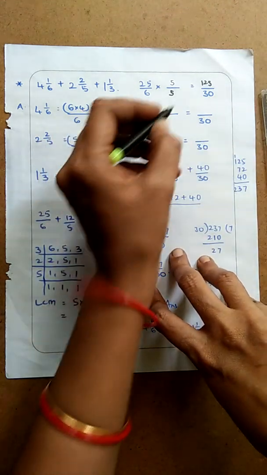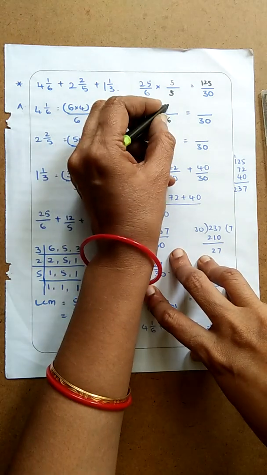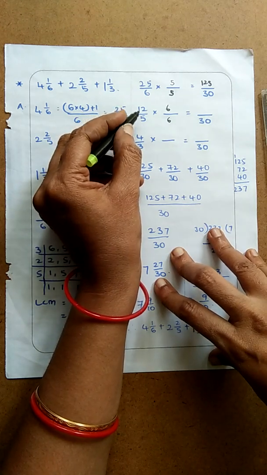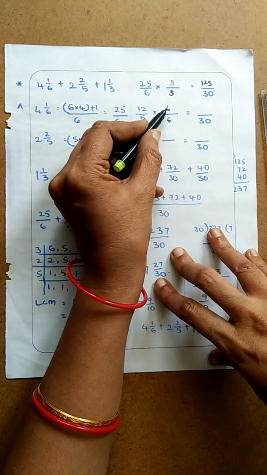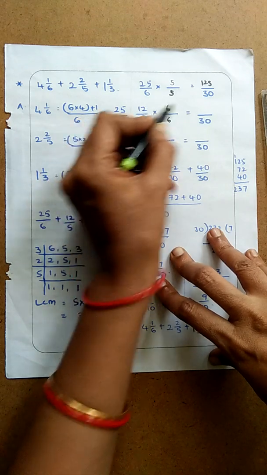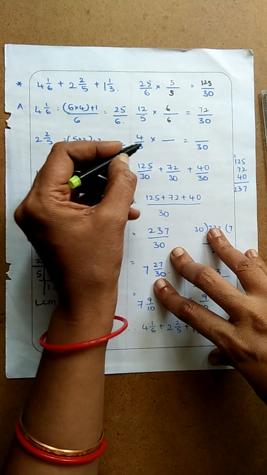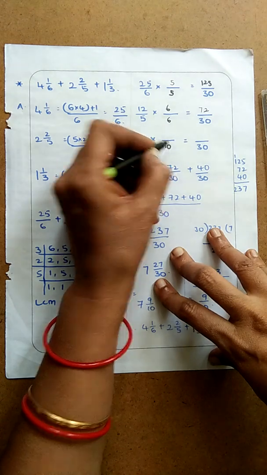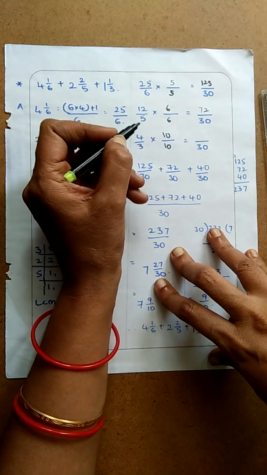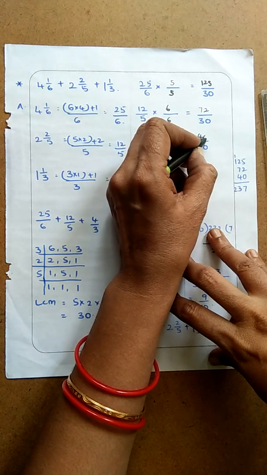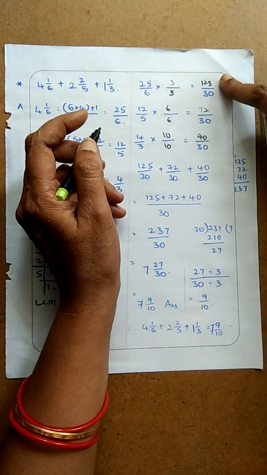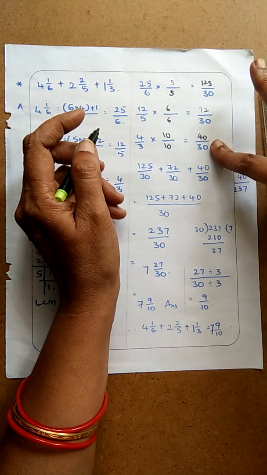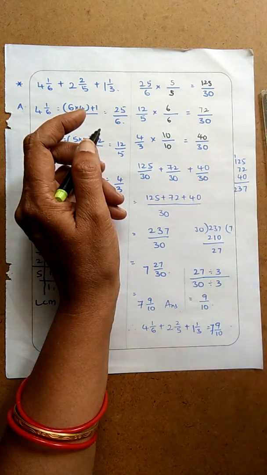Next, 12 by 5. 5 goes 6 times in 30. So, multiply numerator and denominator by 6. 12 6s are 72. Now, 4 by 3. 3 goes how many times in 30? 10 times. So, multiply numerator and denominator by 10. 10 4s are 40. So, now we got 125 by 30, 72 by 30 and 40 by 30. All these have the denominator 30, a common denominator. So, we made like fractions.